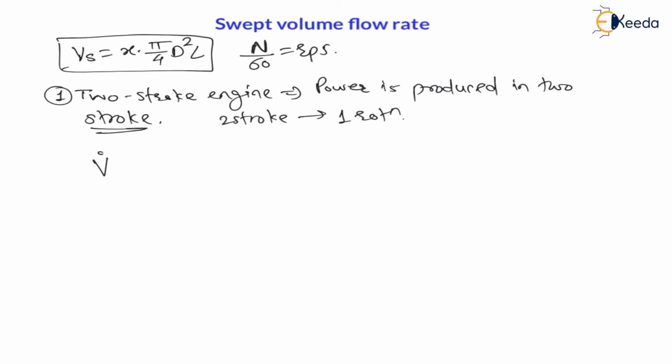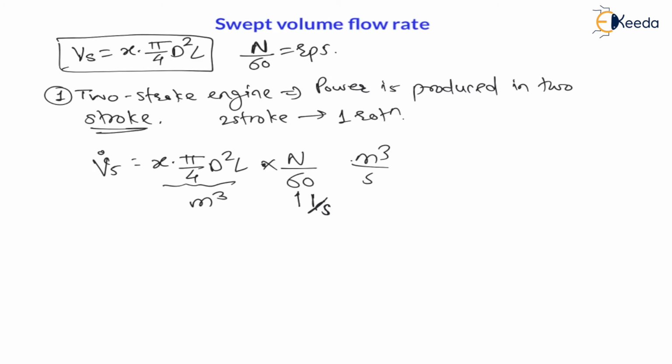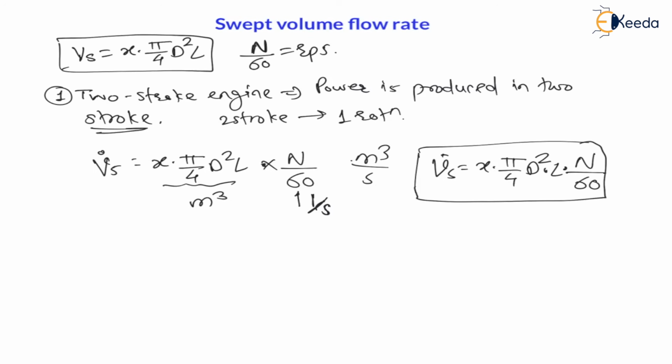Therefore the theoretical swept volume flow rate, Vs, is nothing but x into pi by 4 d square L. This is in meter cube. If I divide by second, that is into N by 60, this is in 1 upon second, revolution per second, it will become meter cube per second. Therefore, swept volume flow rate is equal to x into pi by 4 d square L into N by 60. This is the swept volume flow rate in meter cube per second.